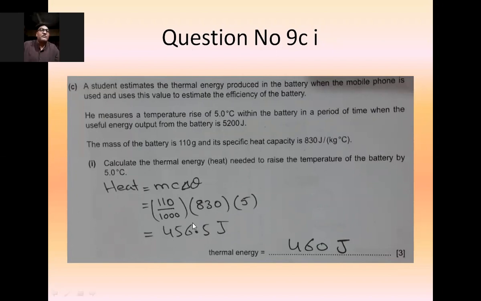The final answer will be 456.5 joules, which you round off to two significant figures, and that will be 460 joules. So this is a 3 mark numerical. I hope you have understood.